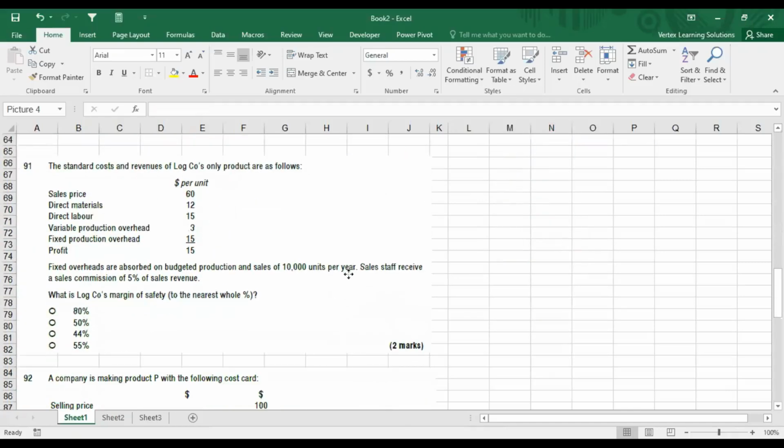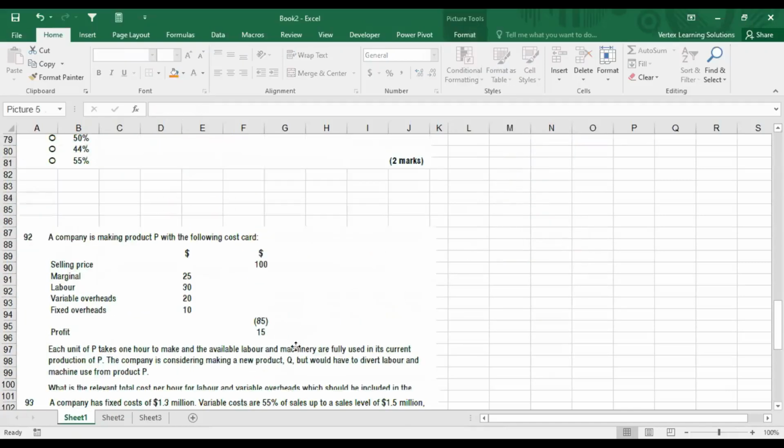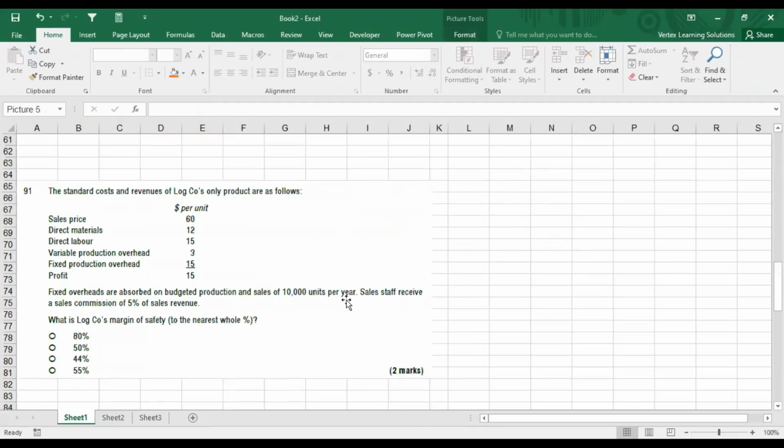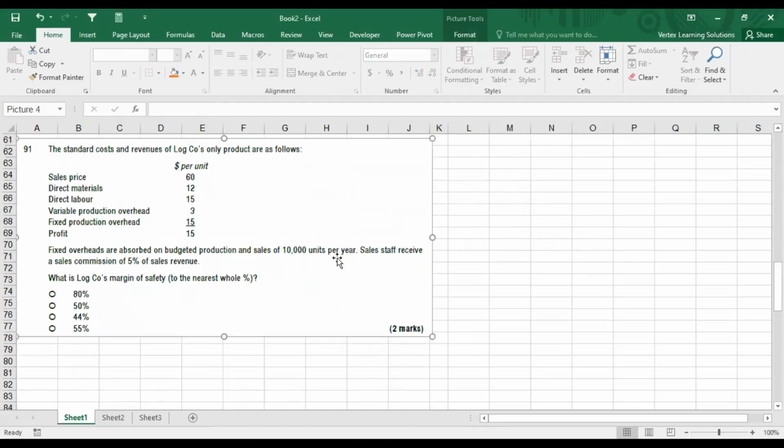Next is your question number 91. This is again about margin of safety, and margin of safety is your CVP analysis, break-even analysis. Now, what is margin of safety? I need to listen from you people. Somebody should explain to me what is margin of safety. Why do we use it? How does it help us?